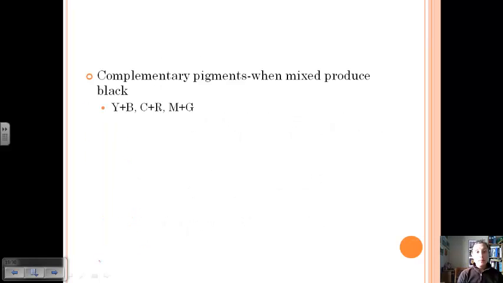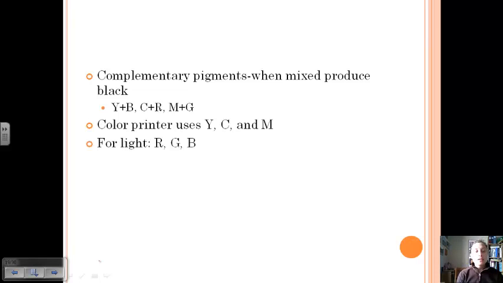Okay, so complementary pigments, just like we had complementary colors forming white light, complementary pigments for solid media produce black, and so it's the same idea: yellow and blue, cyan and red, or magenta and green. If you buy ink for your inkjet color printer, you're going to buy either yellow, cyan, or magenta, and that's because those are the primary colors for solid media. So for light, primary is red, green, blue, and for solids or liquids, it's yellow, cyan, and magenta. It's the same idea for each medium, it's just reversed.